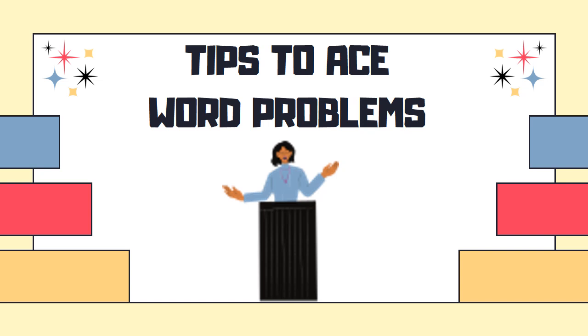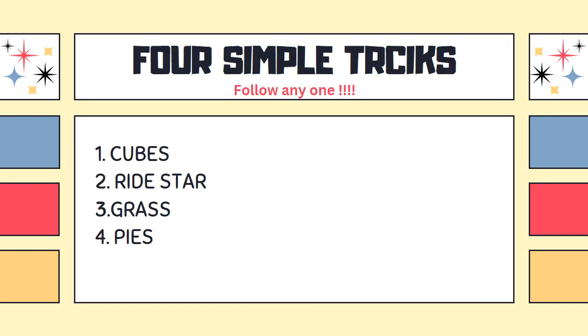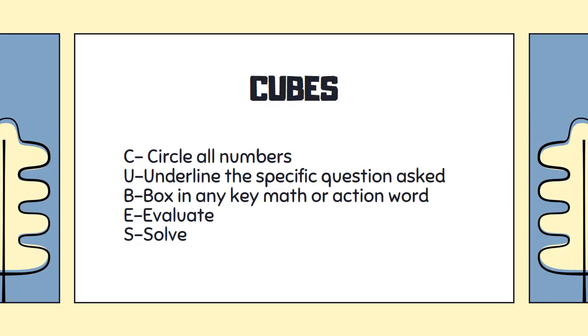Okay, welcome to the video where we are going to see some tips which will help us ace exams. So there are four simple tricks that I have shortlisted. You can follow any one of them. First one is you can remember the mnemonics: CUBES, RIGHT STAR, GRASS, or PIES. Let's see the full forms of each.